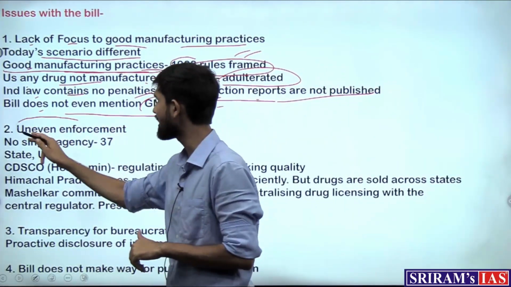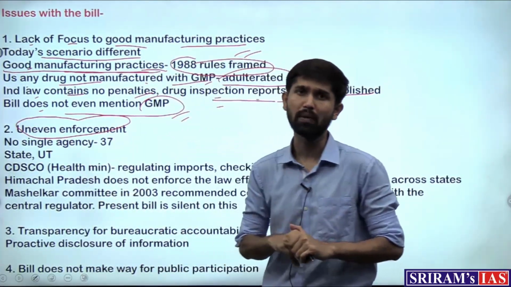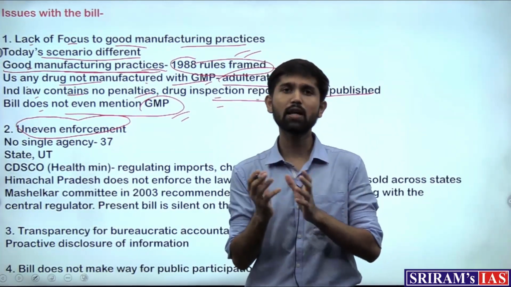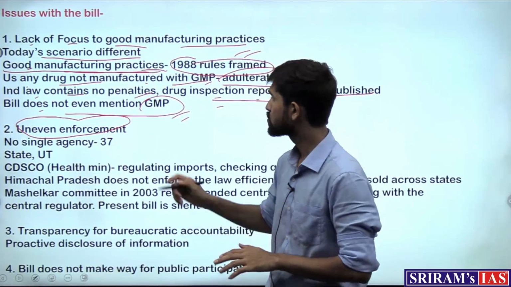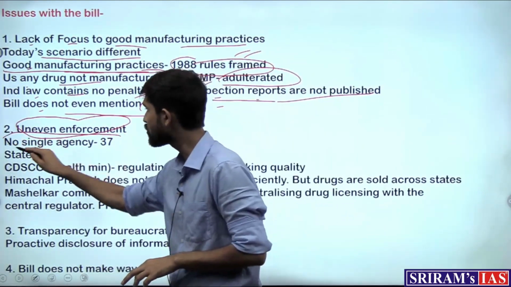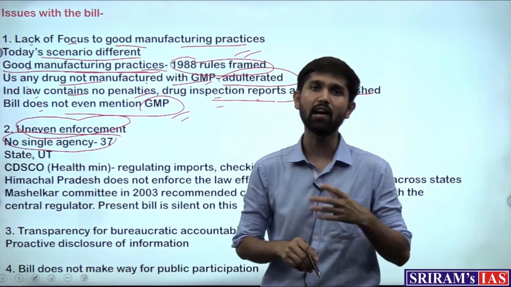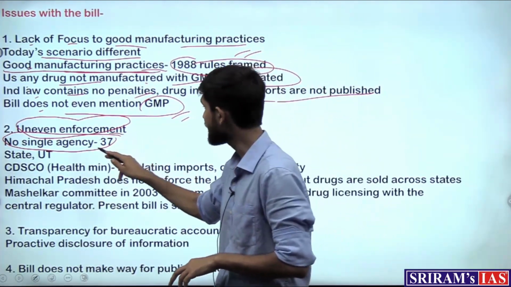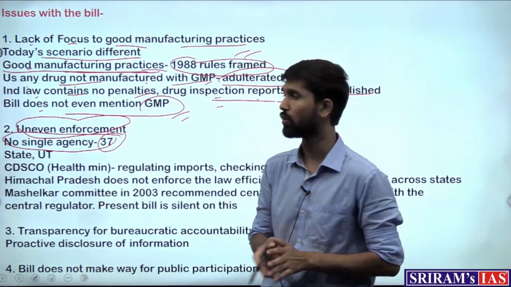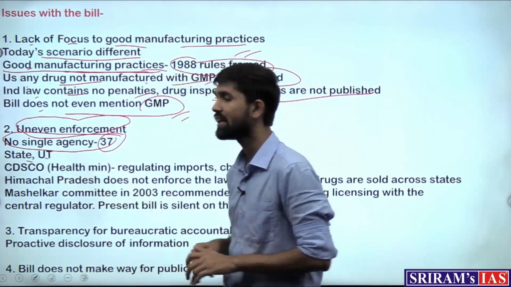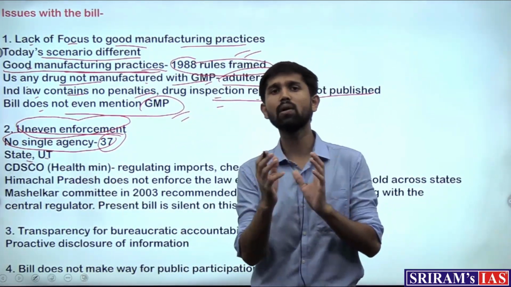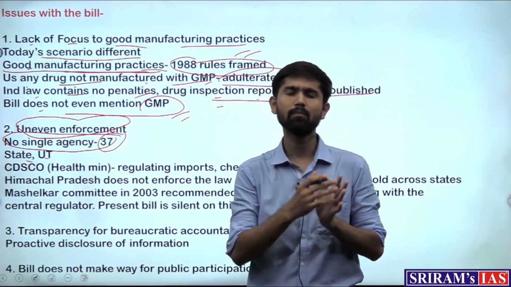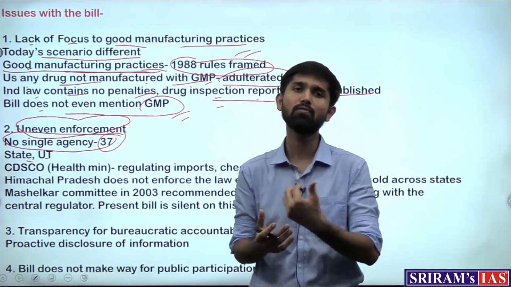The second problem which they highlight is that of uneven enforcement. Now India is a vast country wherein regulators are quite numerous. So there is no single agency to regulate drug enforcement in India for its manufacture, import and storage. 37 agencies around the country work on it at state level and union territory level. So this makes regulation quite haphazard, which causes a problem of jurisdiction.